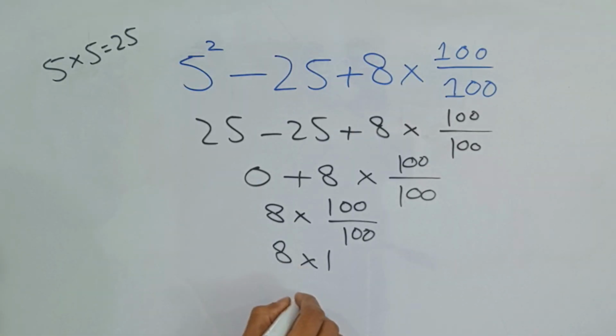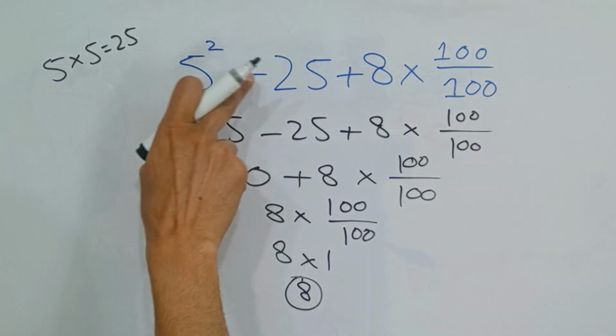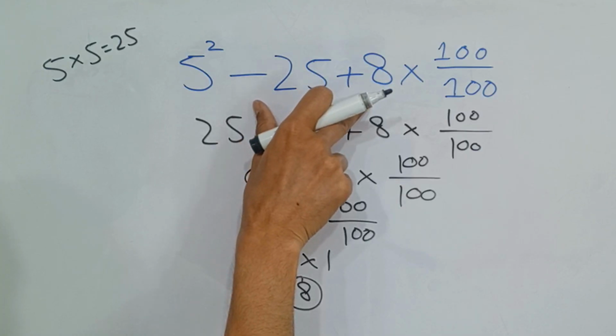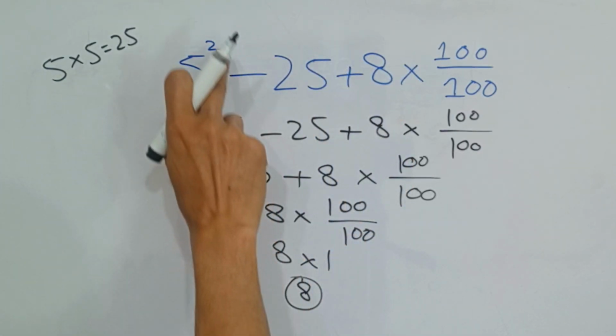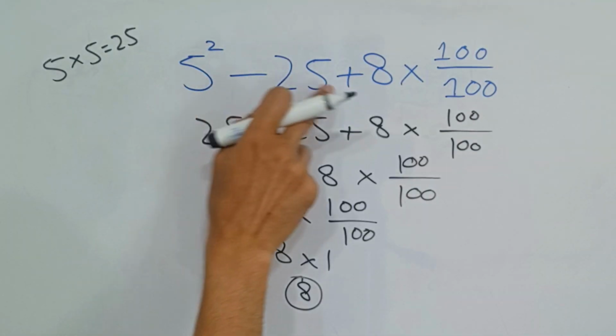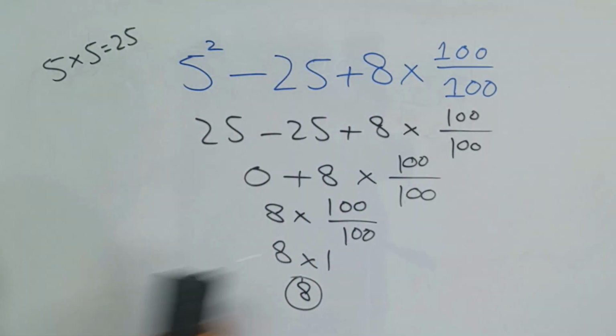Now 8 times 1 equals 8. But this is wrong. Why is it wrong? Because exponent must be done before addition and subtraction. Then multiplication and division must be done after exponent. Then addition and subtraction must be done after multiplication and division. So follow the order of operations.